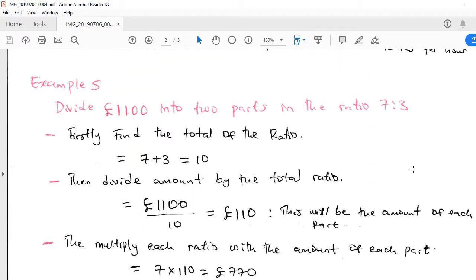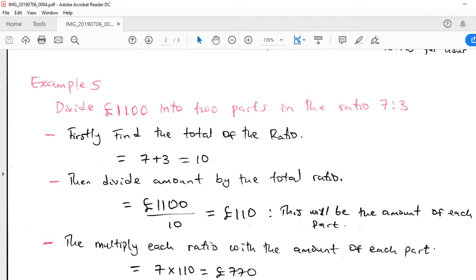Now let's move to proportion. We're trying to find the proportion. What is proportion? We want to figure out the proportion in which things can be shared. In this case, they say divide 1,100 pounds into 2 parts in the ratio 7:3. When you are dividing something in the ratio 7:3, we're trying to compare the two things together.